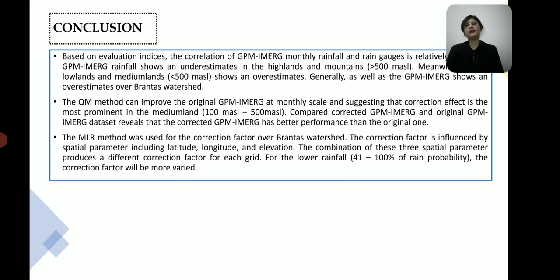The quantile mapping method can improve the original GPM-IMERG at monthly scale, suggesting that the correcting effect is most prominent in the medium land, where the elevation is about 100 to 500 meters. Comparing the corrected GPM-IMERG and the original dataset reveals that the corrected GPM-IMERG has better performance than the original one. The multilinear regression method was used for the correction factor over Brantas and is influenced by spatial parameters including latitude, longitude, and elevation. The combination of these 3 spatial parameters produces a different correction factor for each grid, and for lower rainfall, 41 to 100% rain probability, the correction factor will be more varied.